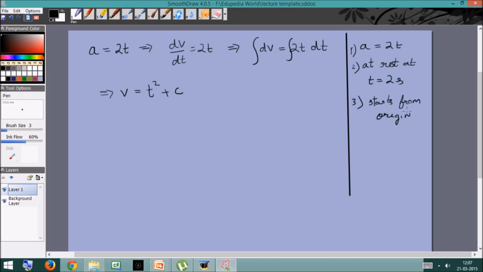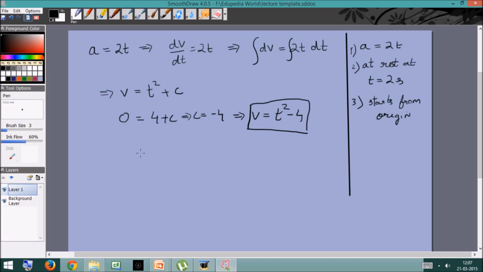In the previous question we were only given one thing, that was x as a function of time. In this case we are given 2 extra conditions. So using the second condition that the particle is at rest at t equal to 2 seconds, we can see that v is 0 at t equal to 2 seconds, which gives me c equal to minus 4, which gives me v equal to t square minus 4. Instead of calculating the constant of integration explicitly, we could have used definite integration and put in the limits directly as we have done before.